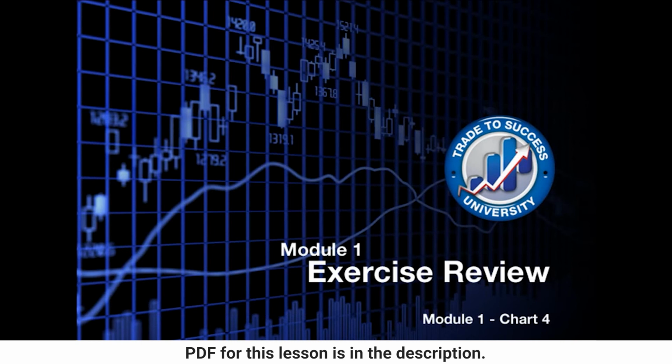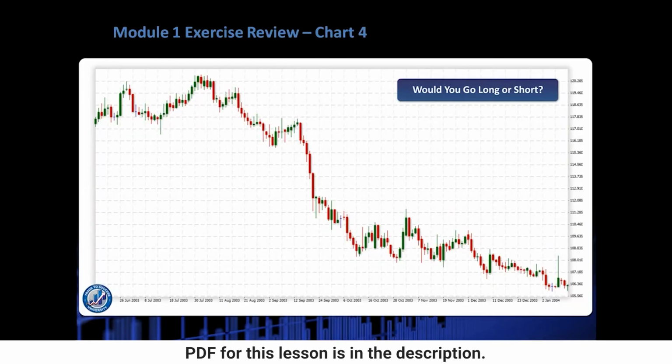Module 1 exercise review, Chart 4. So here, this is pretty much self-explanatory. We do have a little bit of a sideways motion here, and obviously in this area here we wouldn't be taking any longs or shorts. But looking at everything on the whole, we can see that the highs are getting lower and the lows are getting lower. This is a downtrend. And so the answer here is that we would want to be going short.